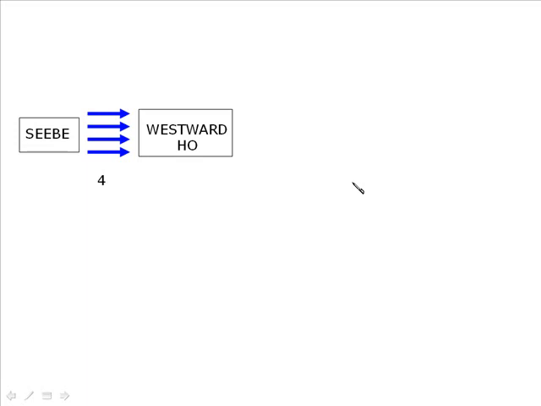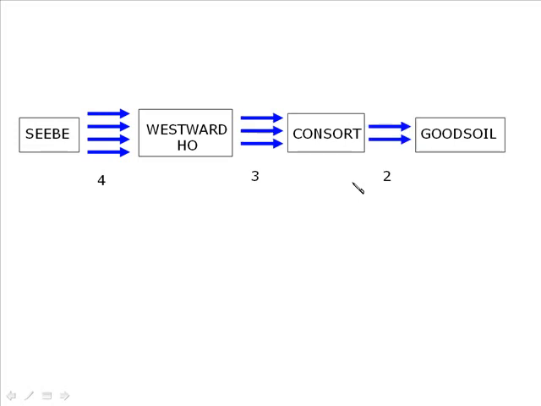But it's much easier if you draw a little diagram starting at Seebe and indicate that from Seebe to Westward Ho there are a choice of 4 roads that you could take. And then the next section of the journey to Consort, there are 3 roads that you could take. Choice of 3. You can only take one of them. And then to get from Consort to Goodsoil, there's a choice of 2 roads. So 4, 3, and 2, and then you're in Goodsoil. And these each represent the number of choices that you could make. And then we multiply them together. 4 times 3 times 2 is equal to 24 routes from Seebe to Goodsoil, Saskatchewan.